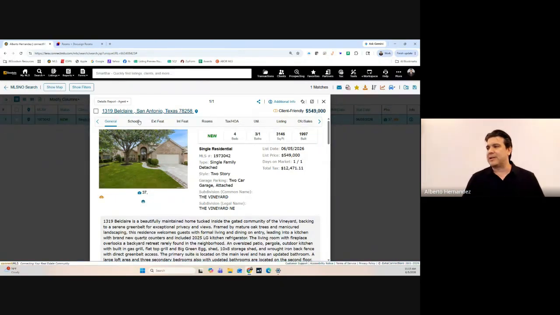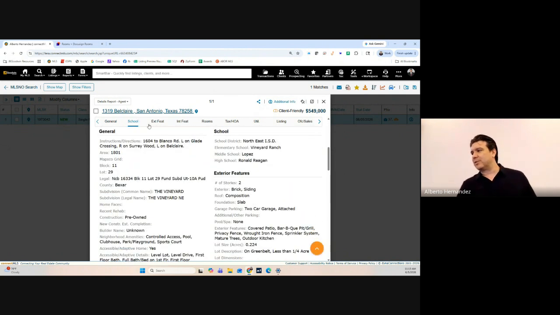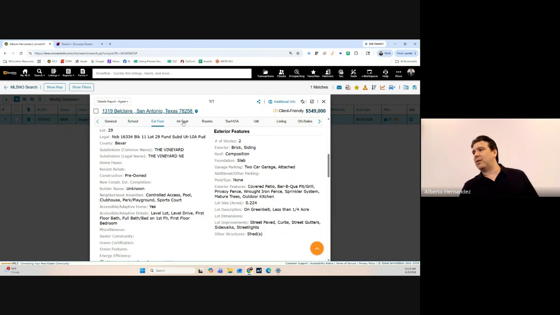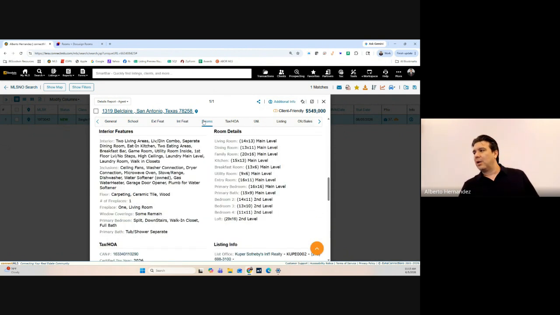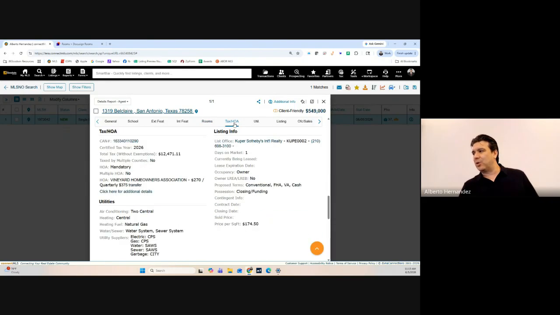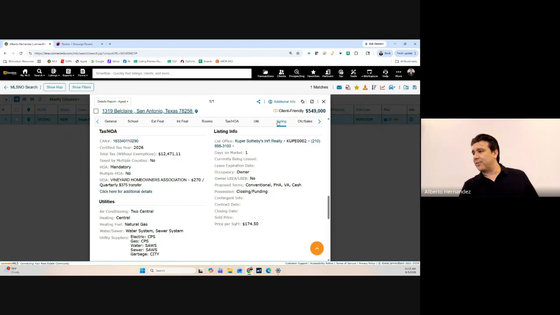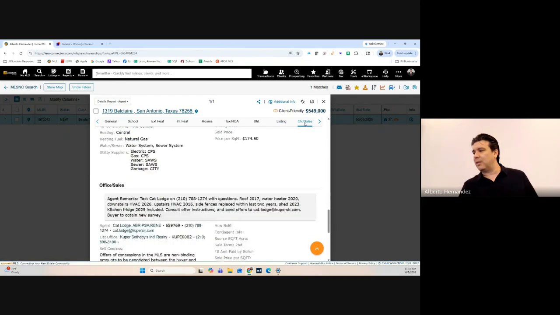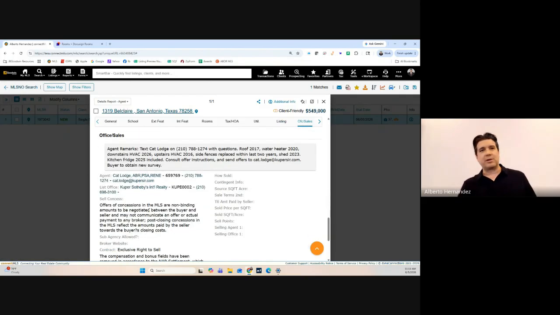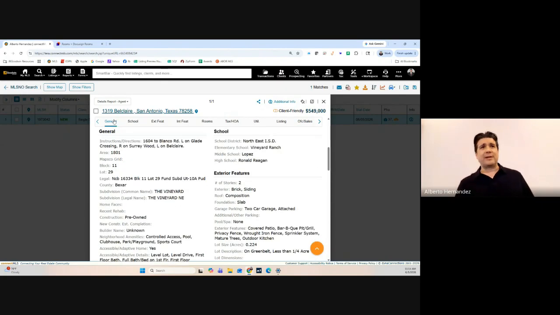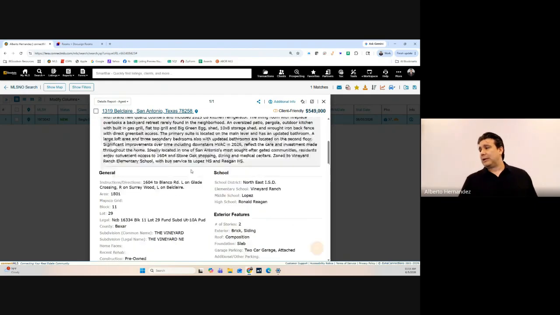But you'll see it breaks it down by tab. So school information is here, exterior features are there, interior features are here, the room information, tax and HOA is down here, utility information, listing information will show me who listed the property, and then the office and sales agent remarks and things like that are down at the bottom. So if you're not sure where to find something, look at that taskbar and you might be able to pop in to understand that information.